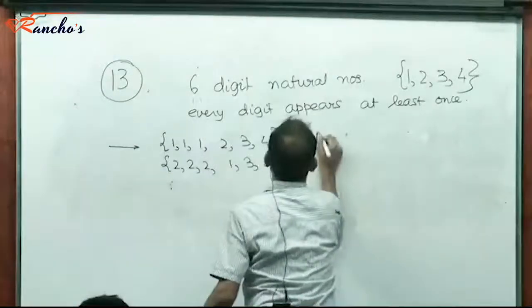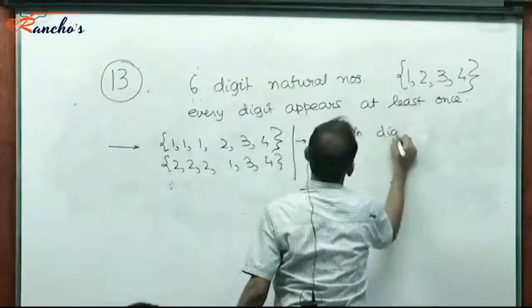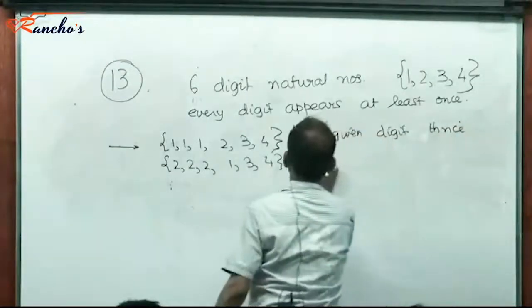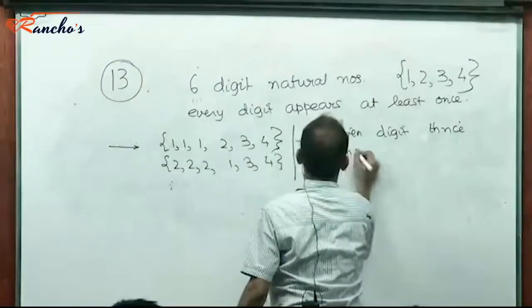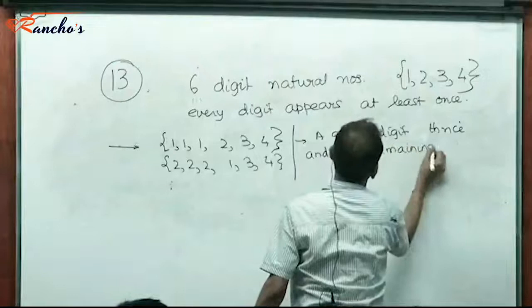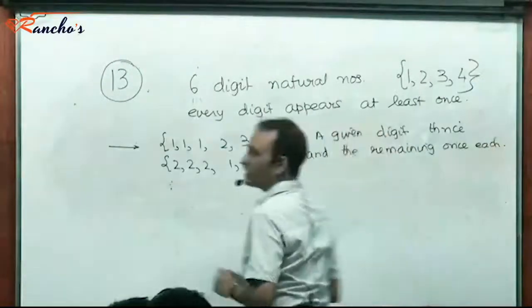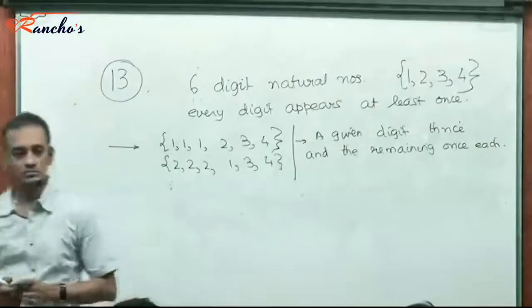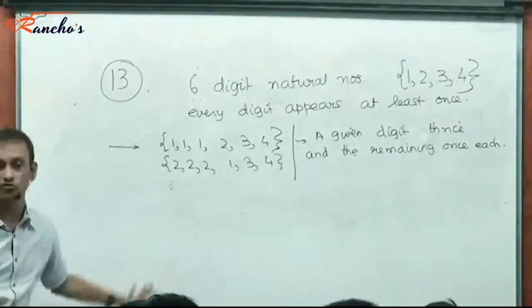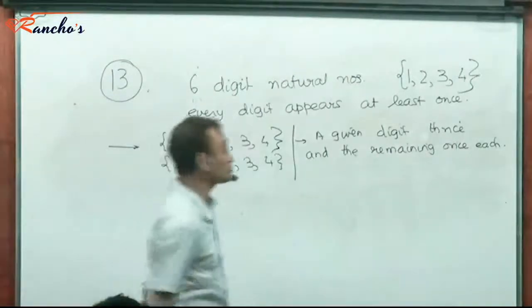So, a given digit thrice and the remaining once each. Right? That's one way. Let me do this count first. Let me carry this count.